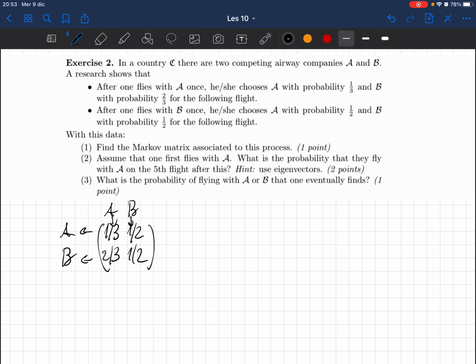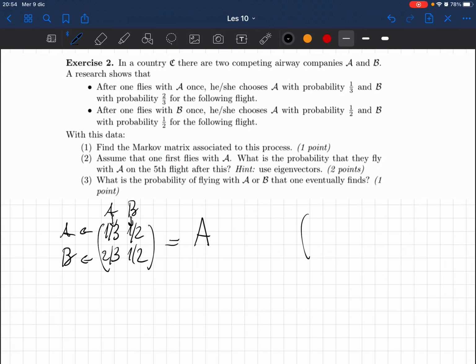Okay, so actually this is it. This is your matrix A, which expresses that every time one flies, they choose A or B according to this matrix. So now the second question is probably a little more interesting. Assume that one first flies with A. So let's recall, first fly with A, what does this mean?